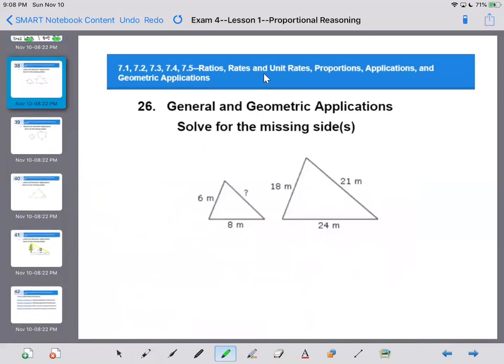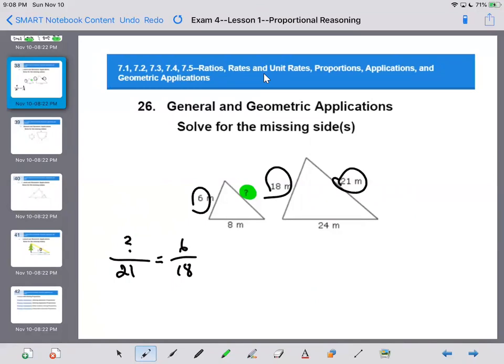Here we've got 2 similar triangles. And so again, we want to solve for the missing. So I just need to look at what is going to be proportional, and that's going to be, I could take 6 to 8, and then I would do 18 to 24, but that doesn't help me because I need to look for the question mark. So what I've got to do is grab the question mark and 21. This is one way to do this. The question mark and 21, and then maybe these two. And then 6 to 18.